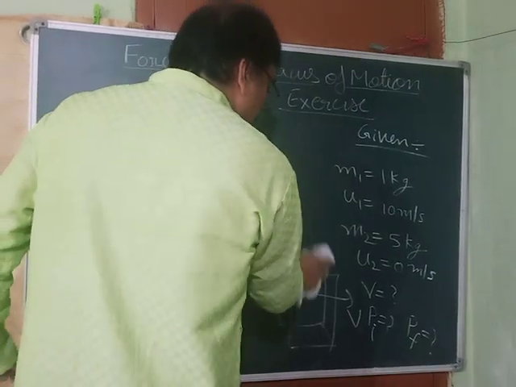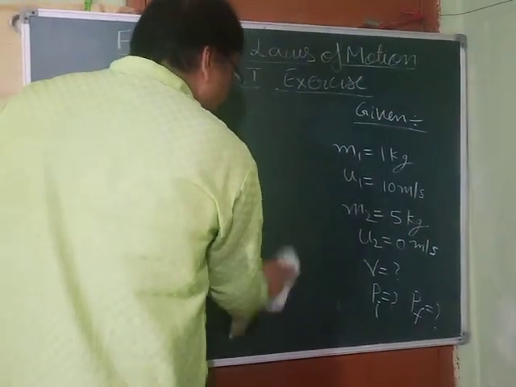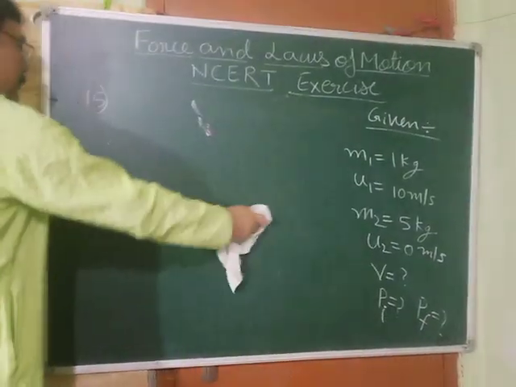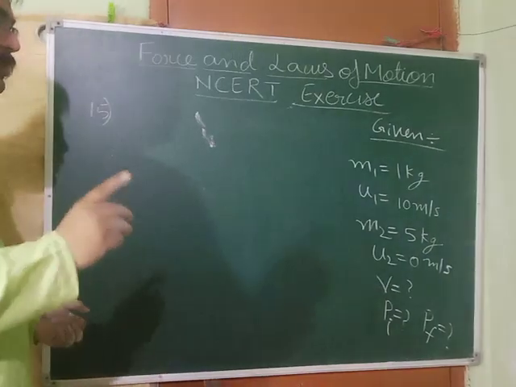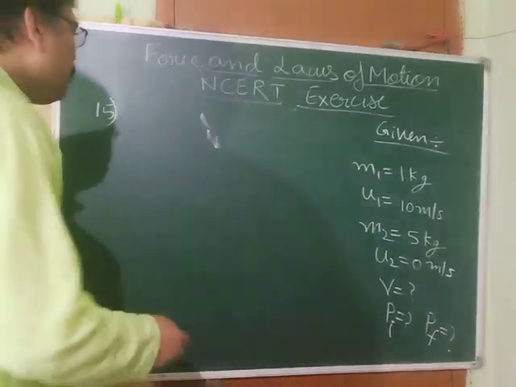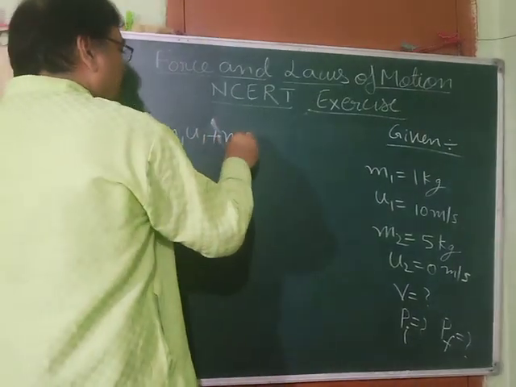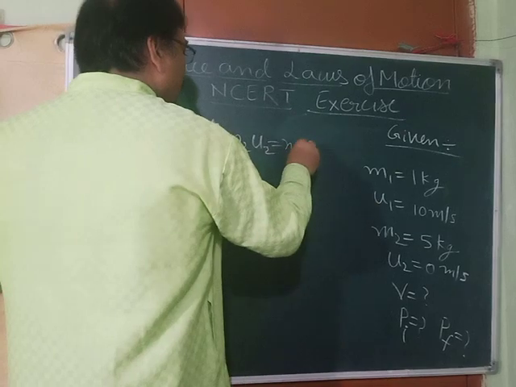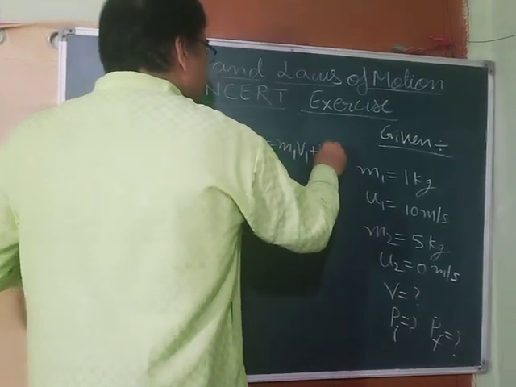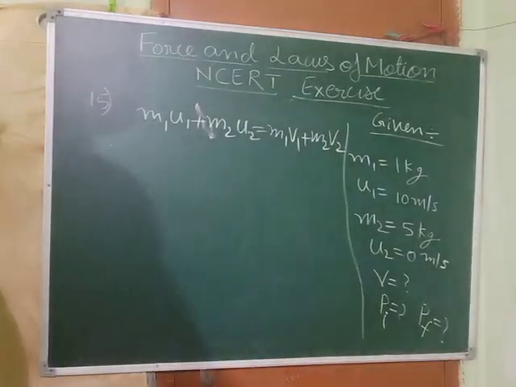For that, see, who is applying force? They are applying force on each other. No external body is applying force. As no external unbalanced force is acting on the system, the total momentum will remain conserved. So we can write m1u1 plus m2u2 is equal to m1v1 plus m2v2. This is our formula for conservation of momentum.